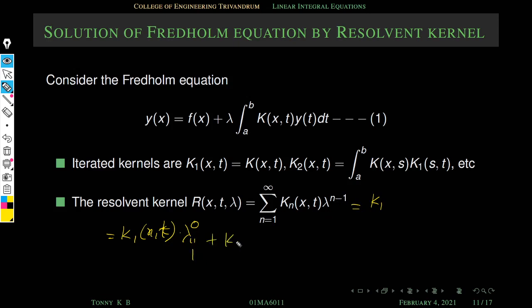Okay, so plus k2 of xt into lambda plus k3 of xt into lambda square, etc. This infinite series is called the resolvent kernel. The one drawback of this method is that it is applicable only when this infinite series is convergent. Otherwise we can't apply this method.